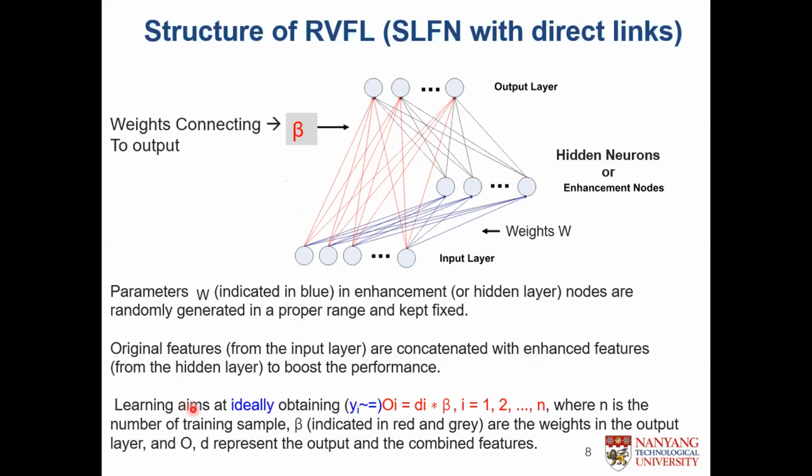So the learning, as usual, aims at ideally obtaining the true class label yi. Yi is the true class labels of the training data at the output. So the output values are obtained by a simple dot product operation, a dot product between connection weights beta and the data values. So this data value actually includes outputs from the hidden neurons concatenated with input features.